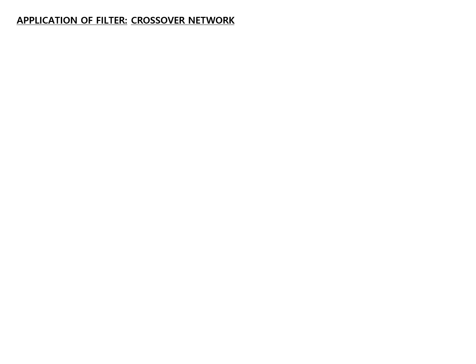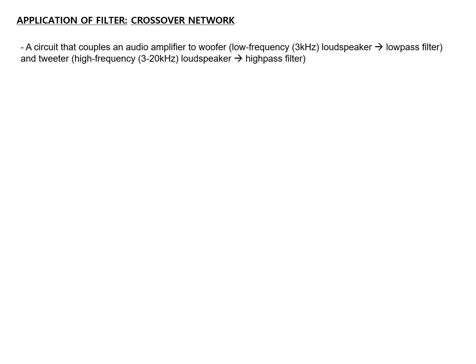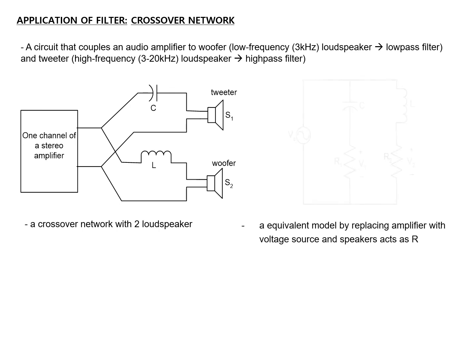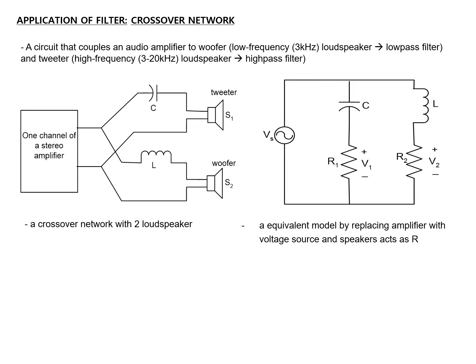The application of the filter is in the crossover network. So it is a circuit that couples an audio amplifier to a woofer, a low frequency loudspeaker, through a low pass filter, and a tweeter, a high frequency loudspeaker, through a high pass filter. This is a circuit or crossover network with 2 loudspeakers. It has a tweeter and a woofer. An equivalent model replaces the amplifier with a voltage source and the speakers act as R.